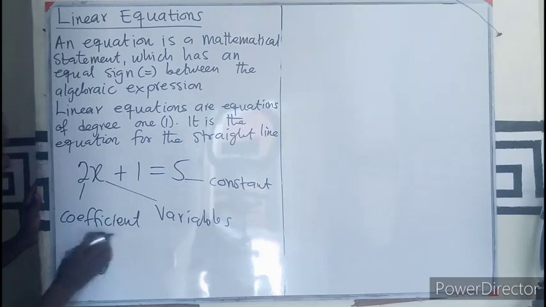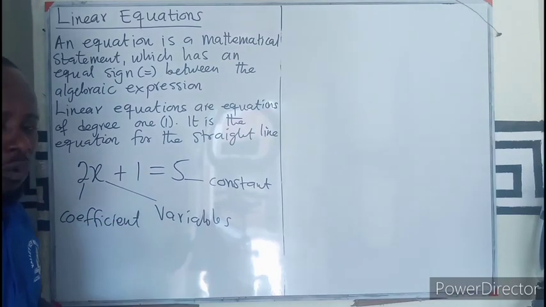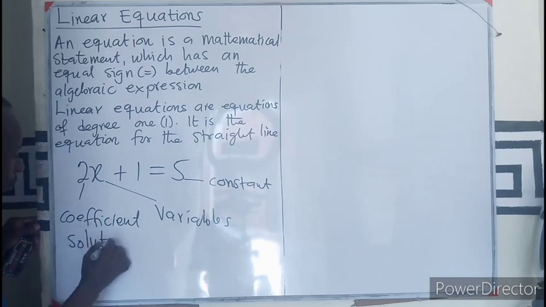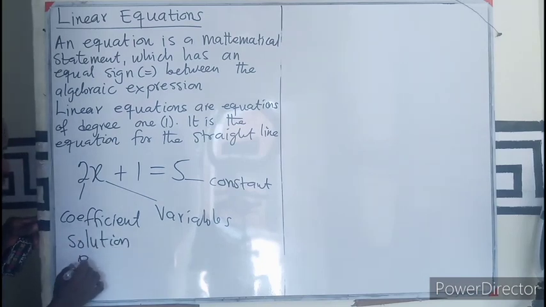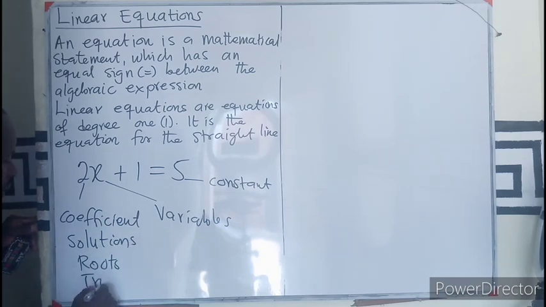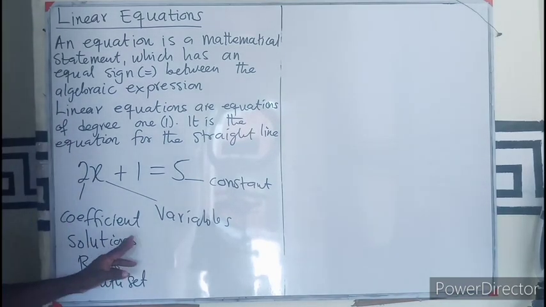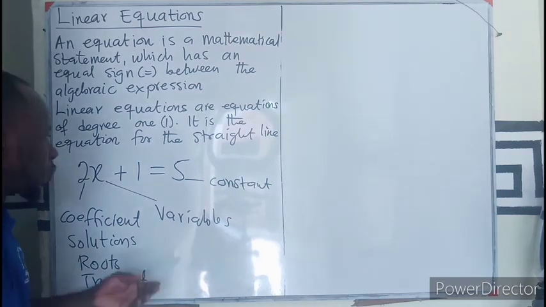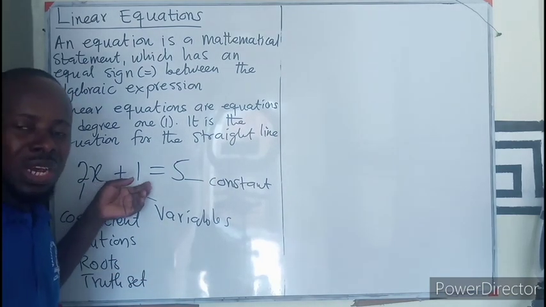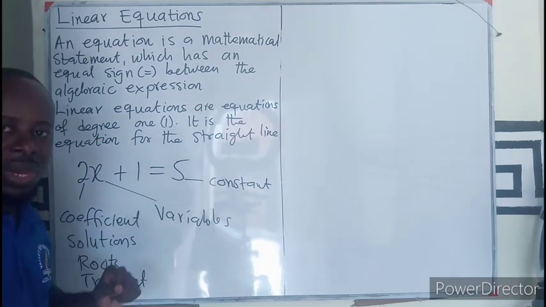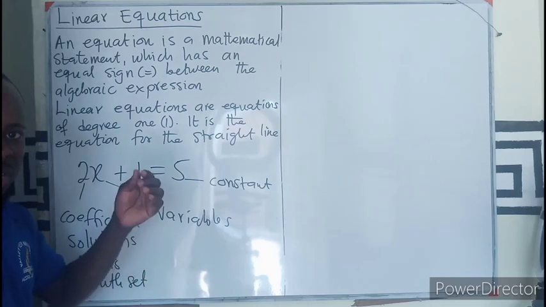Now, if you have this equation, we can also find the solution. We can find the root, or we can also find what? The truth set. Anytime you are asked to find the root or find the solution or the truth set, they are only asking you to solve this equation to find the value of the variable that satisfies the equation. You are looking for a value.